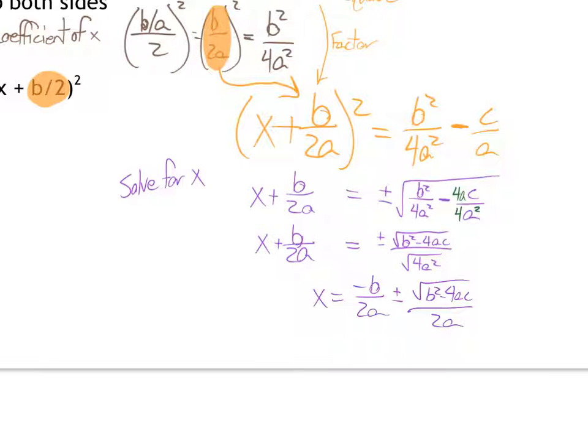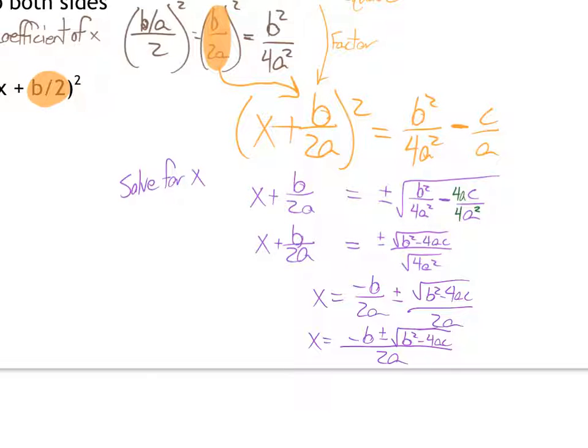That equals what, Sam? B squared minus 4ac all divided by 2a. What is that called? Doesn't this look familiar? Yeah, it's the quadratic formula. That isn't just some random thing some guy came up with, right? These things come from somewhere.